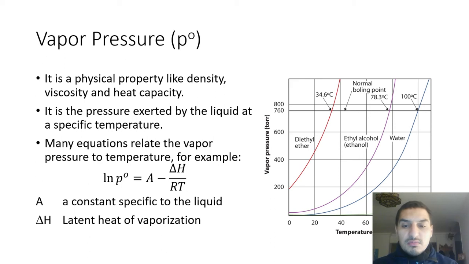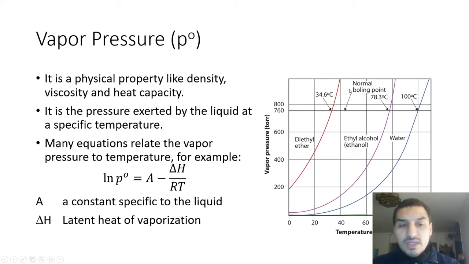First, the relation between the vapor pressure and temperature is expressed by many equations, and this is one of them. This is ln of the vapor pressure equals constant A, which is specific for the liquid, minus delta H, which is the latent heat of vaporization, divided by RT. There are other equations like Antoine's equation. There are many equations that are used to calculate the vapor pressure. But in all the cases, you see that as the temperature increases, the vapor pressure increases. So it's the same thing. And back to the point that we were discussing before the equation, you'd see that these numbers are the boiling points, which is the normal boiling point.